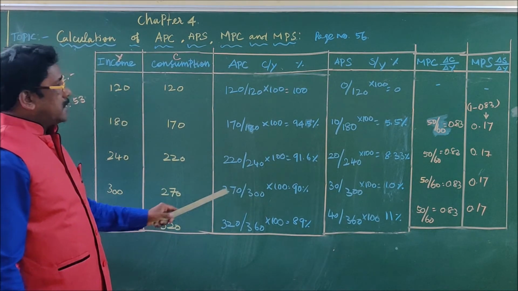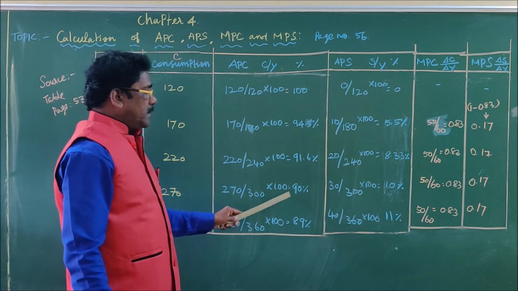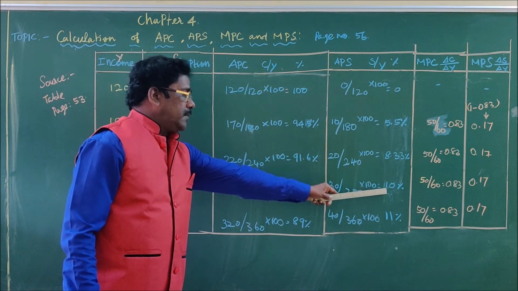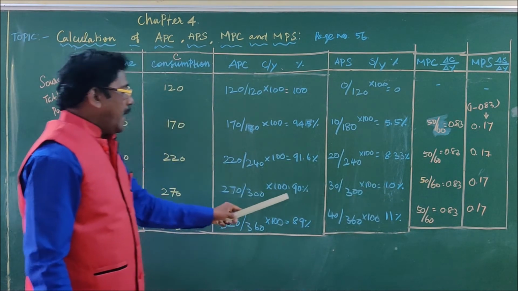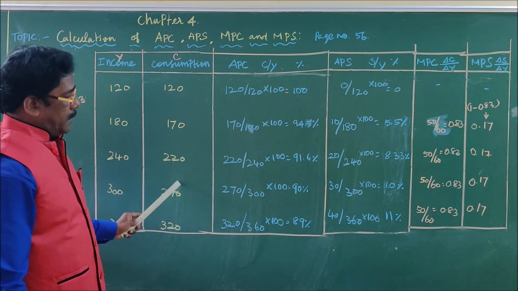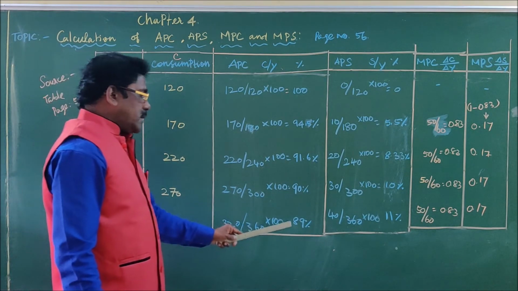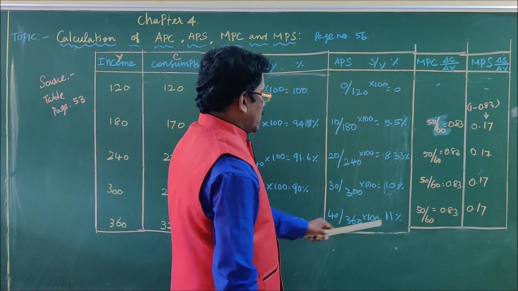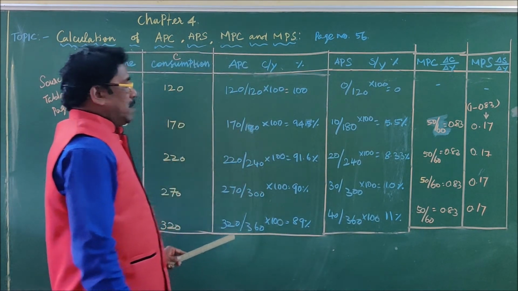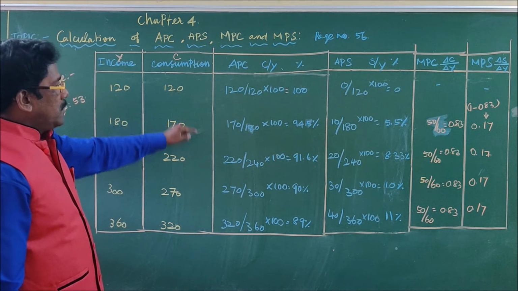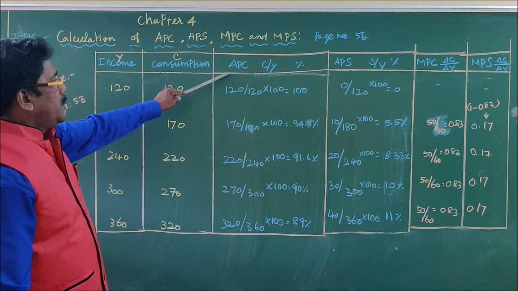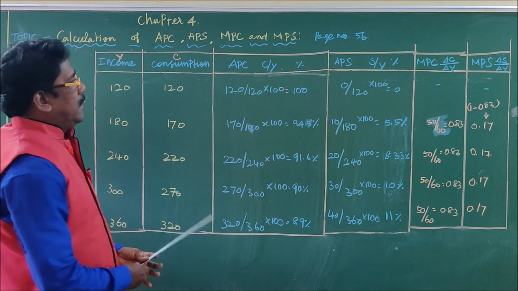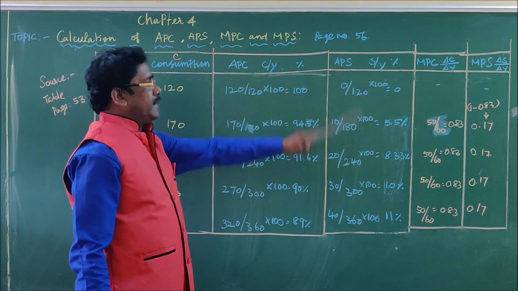And the third case, consumption 90 percentage, savings 10 percentage. Adding up these two, you will get 100 percentage. In the last case, 89 percentage consumption and 11 percentage savings. The total will be 100 percentage. So this is the way in which we have to calculate average propensity to consume and average propensity to save.